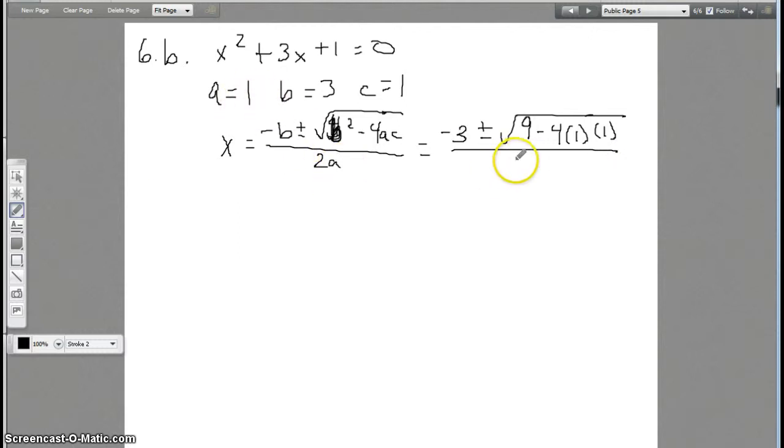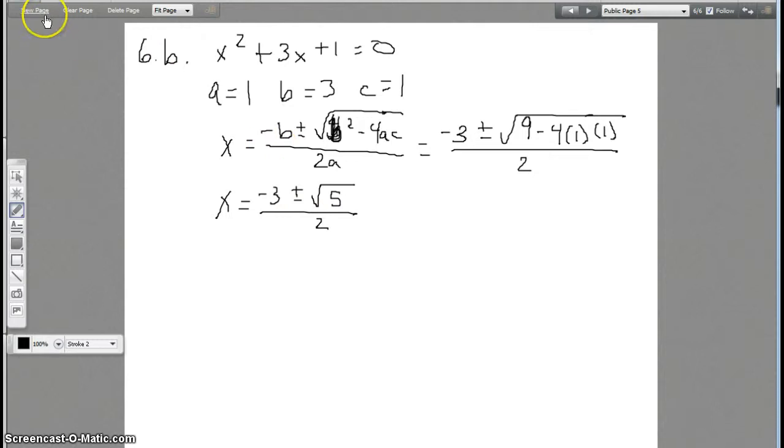Since our a is 1, 2a is going to be 2. So our x is equal to negative 3 plus or minus the square root of 9 minus 4 times 1 times 1, which is 4. So 9 minus 4 is 5. All of that is over 2.